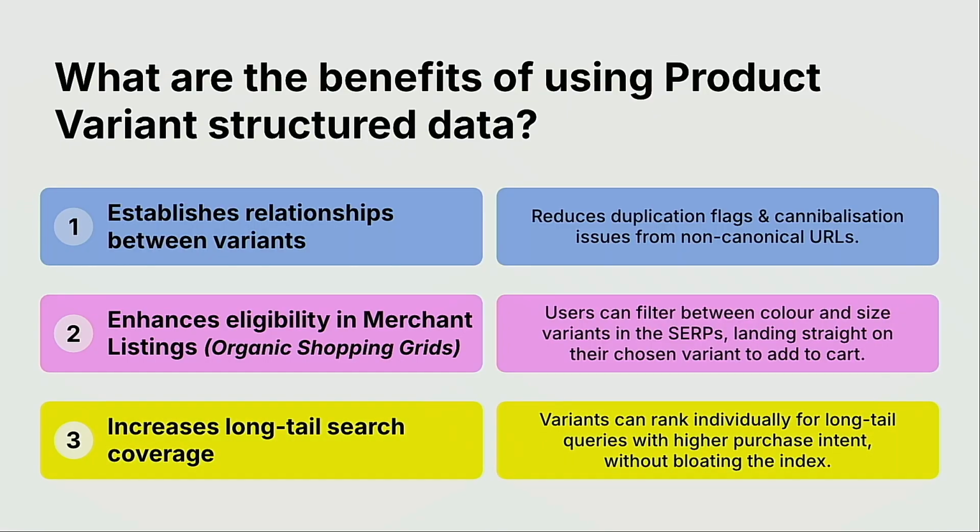And finally, it helps to improve long-tail search coverage. So because your variants are now able to rank individually whilst having that relationship built with the parent, it means that your products can now rank for more long-tail queries with higher purchase intent and therefore users that are much closer to the point of conversion when they enter your website.